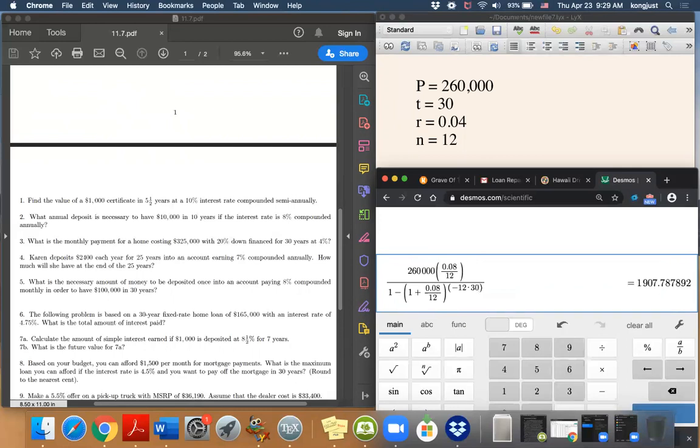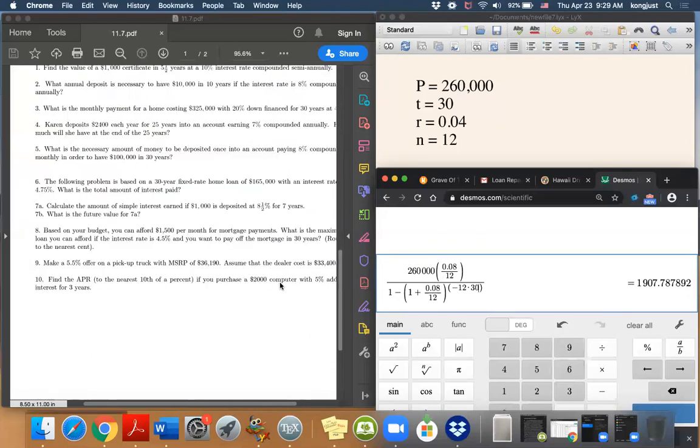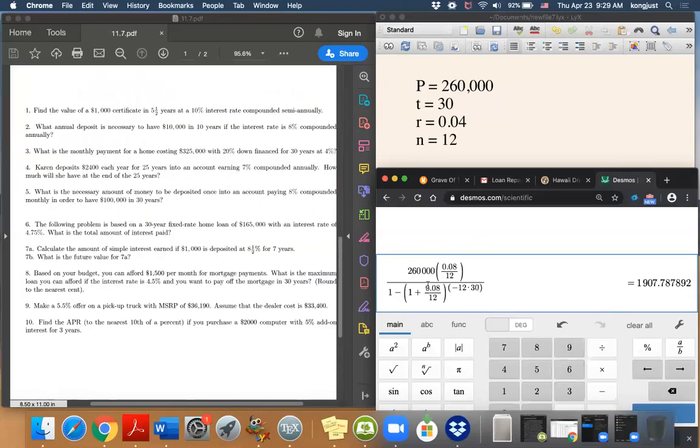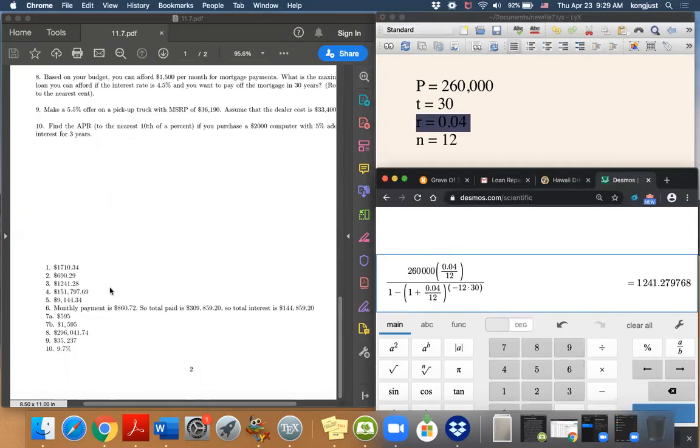There you go, 1907 and 79 cents to the nearest cent. Oh wait, I had something different, so I must have made a mistake somewhere. Or did I type something wrong? Oh, I see, I wrote 8%. This is supposed to be 4. I was thinking I was looking at number 2. There we go. So we said R is 0.04, right? And so let's check. Yeah, now that matches up. 12.41 and 28 cents.